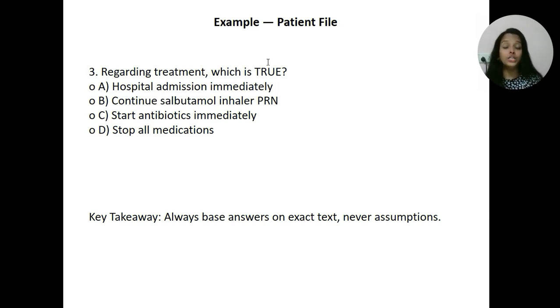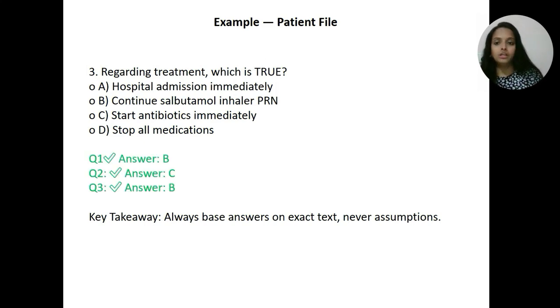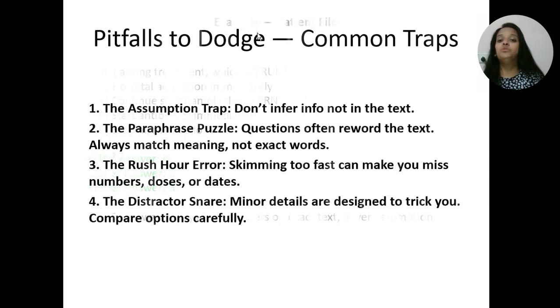So always try to find out the correct answers based on the exact text, never assumptions, okay? Now I'm going to tell you some of the pitfalls that you need to be really aware of. The first one is the assumption trap. Don't infer information not in the text. Remember that? That's very, very important.